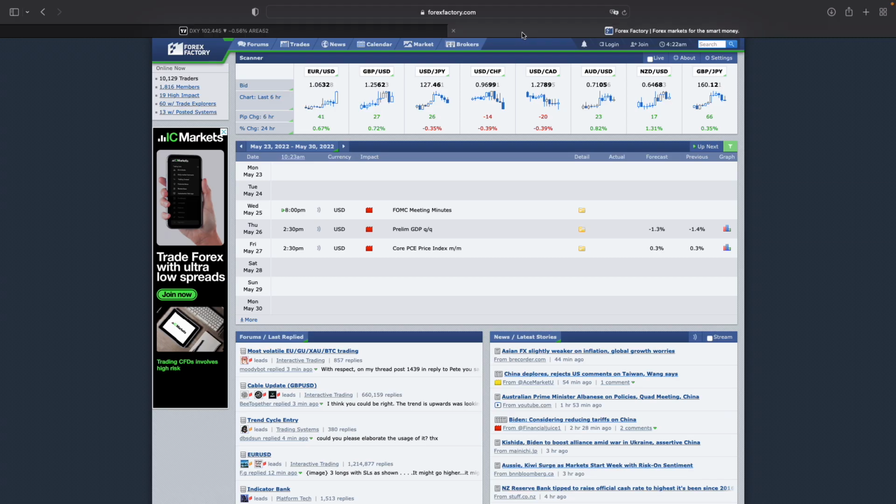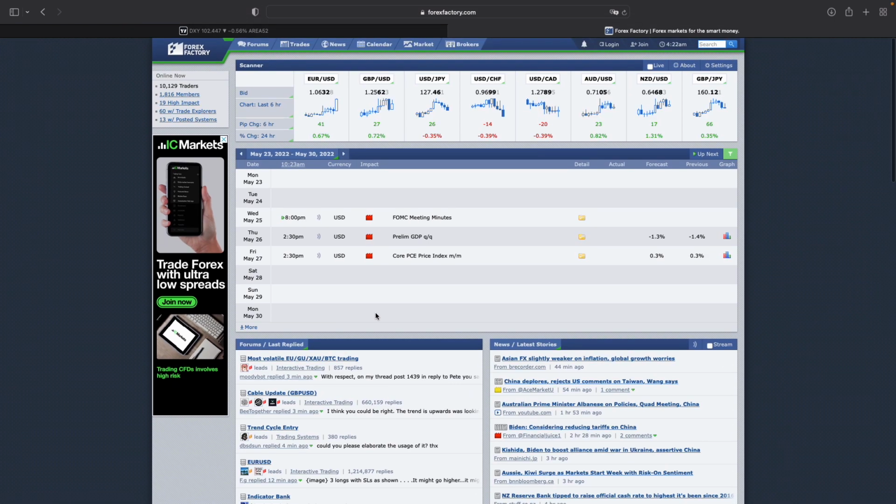Now, before we get started, it's very important to understand what kind of fundamental data we have coming through this week, so that we can align our technical analysis with the fundamental. But also, if we do get into any of the trades that we might be able to take, just keep our eyes open for this as well. So we do have the FOMC meeting minutes.